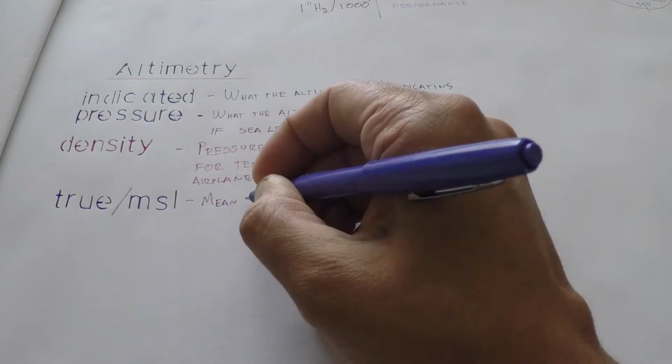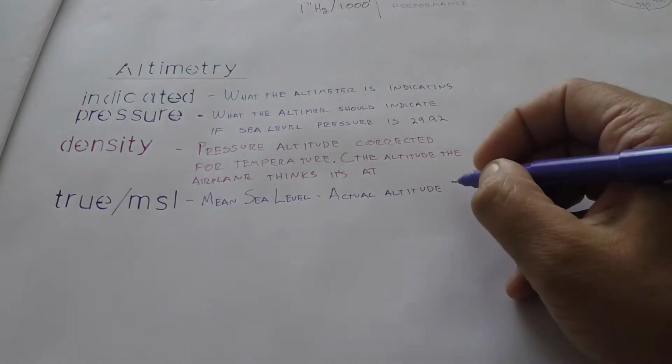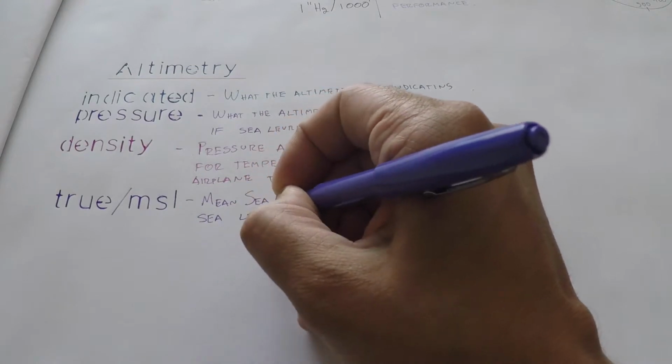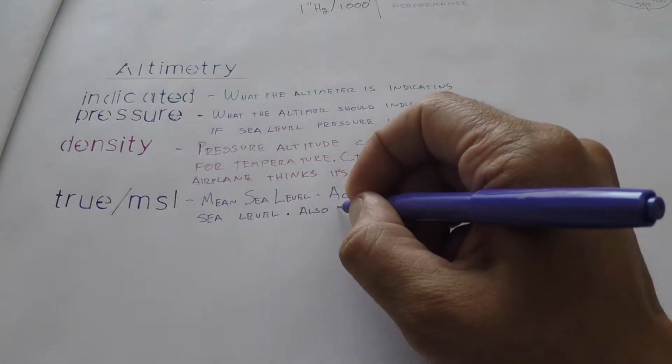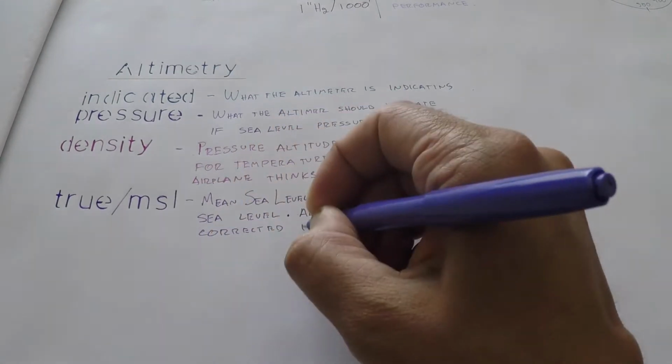True altitude, otherwise known as MSL, is mean sea level altitude. Your altitude above sea level, regardless of where you're at. This is the altitude corrected in case the atmosphere is not at 29.92 that day.